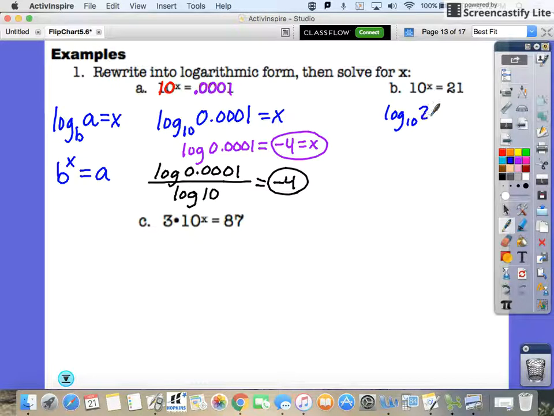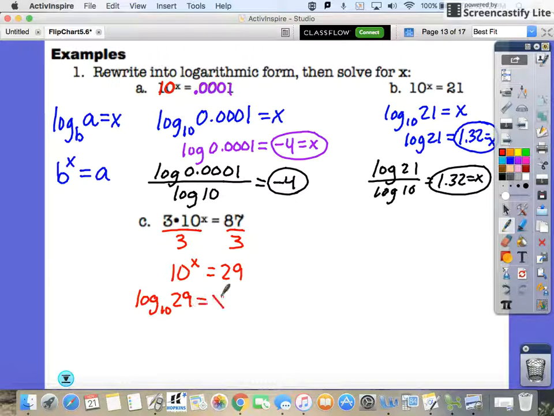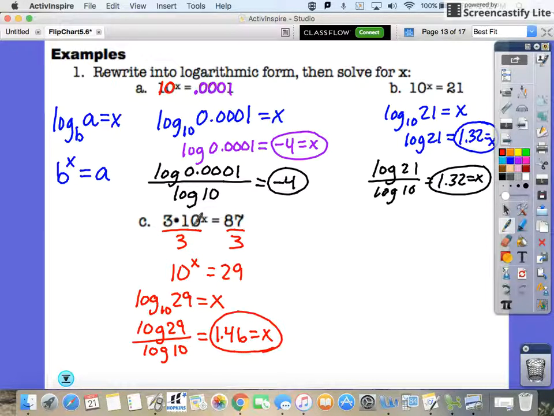So this one, if we rearrange, log base 10 of 21 equals x. You could type in log 21 and hit enter, and you'll get 1.32 for x. Or, to be consistent, you can do log 21 divided by log 10. And the last one is a little bit weird. You have to divide by 3 first. So you get 10 to the x equals 29. Then you go log base 10 of 29 equals x. Log 29 divided by log 10. X equals 1.46. So that means 3 times 10 to the 1.46 power equals 87.